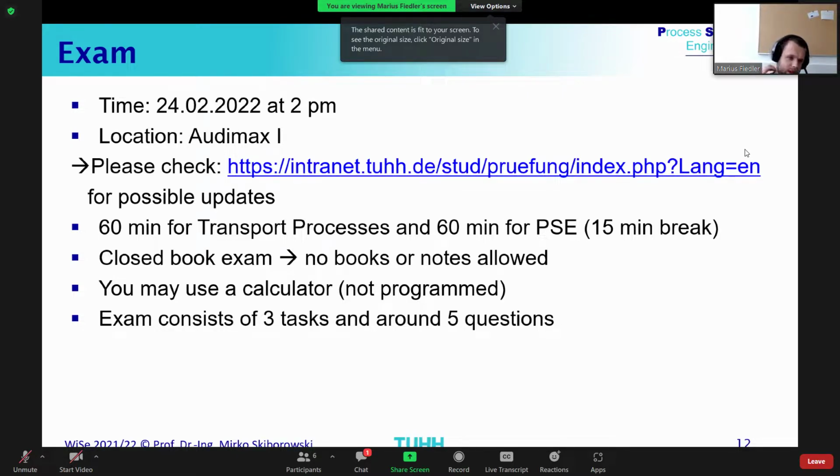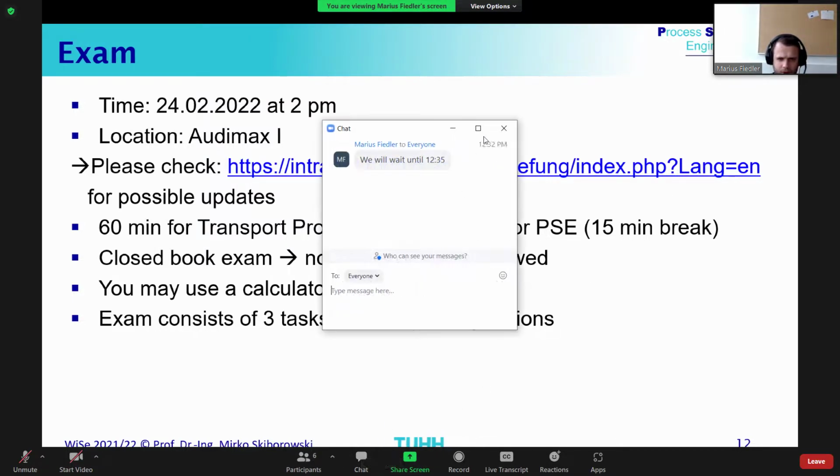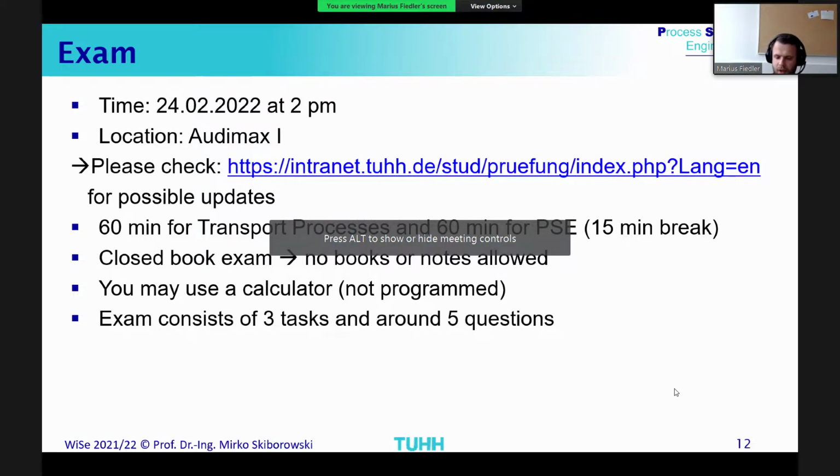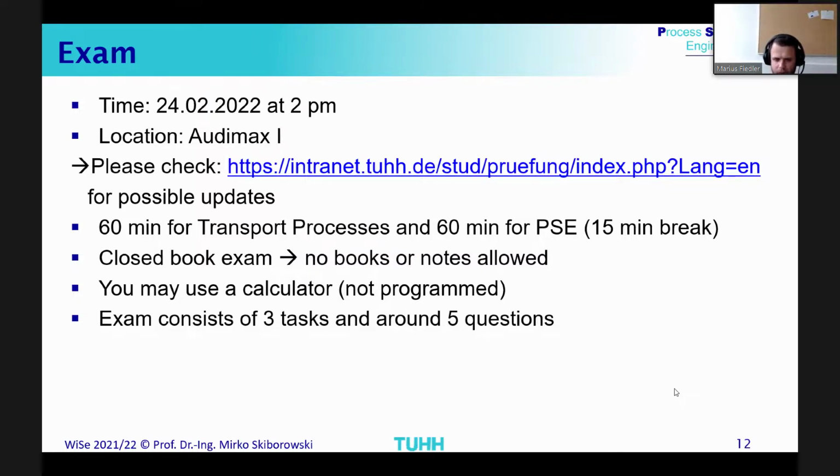So the exam is on the 24th of February at 2 p.m. As it stands right now, it's in the Audi Max 1, and you should always check it in the next weeks, because sometimes times and locations can change. But normally we will write you an email if we see it, but you should always check it by yourself.